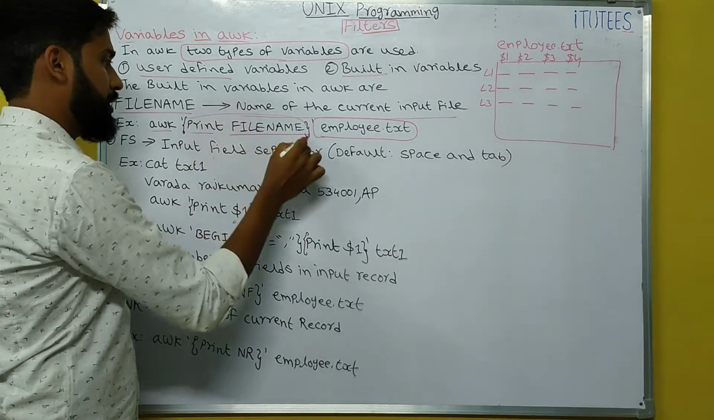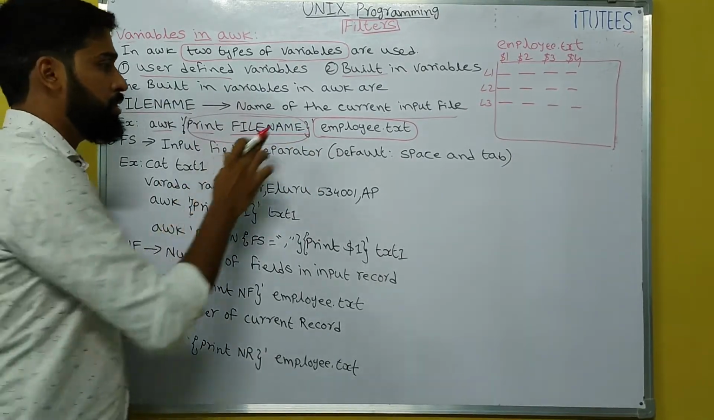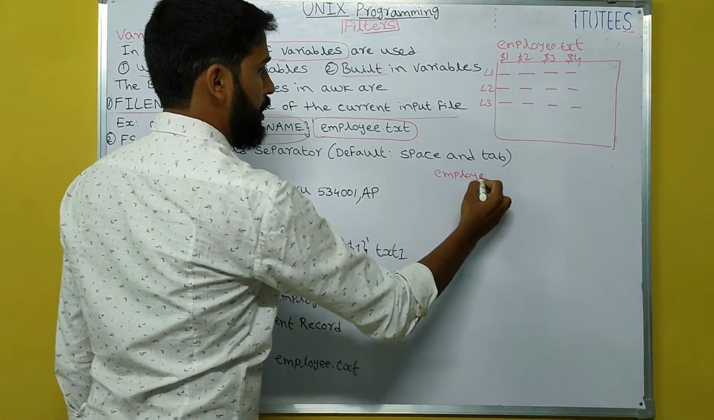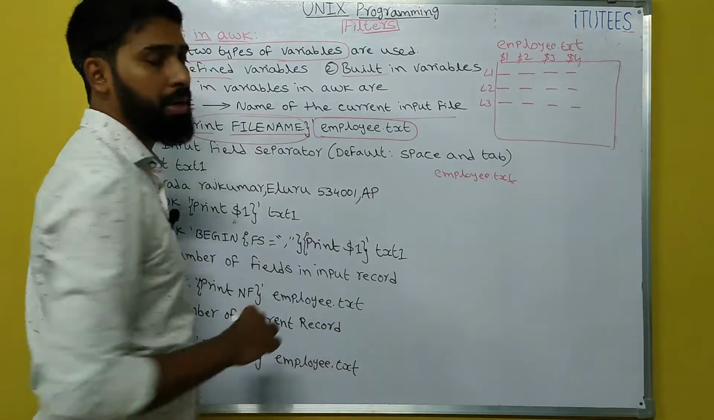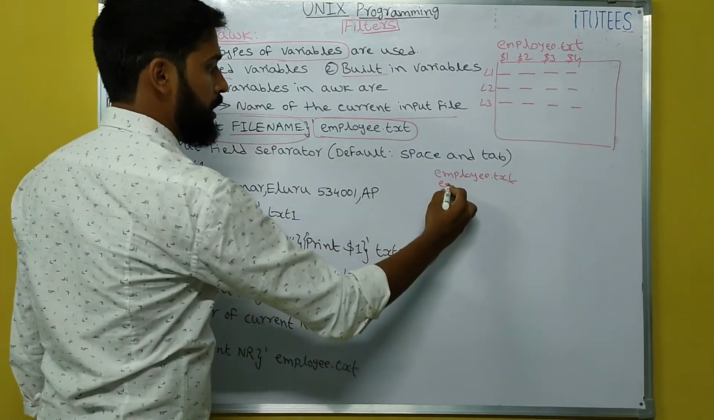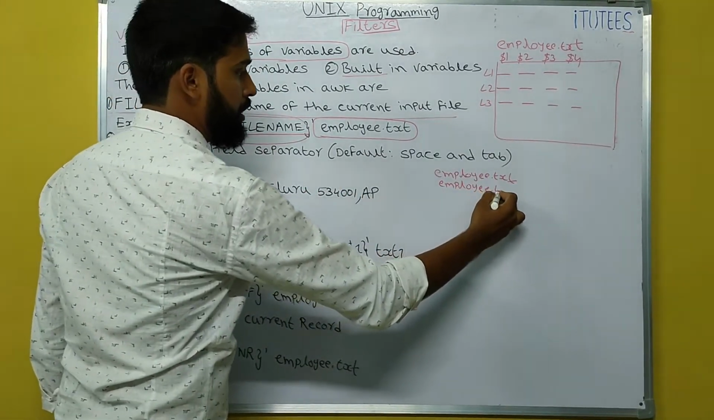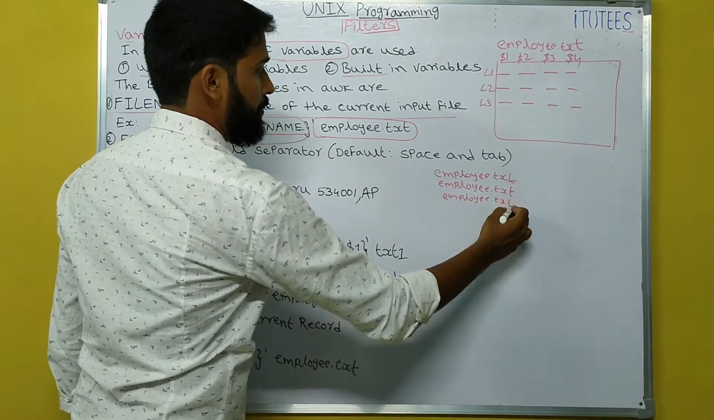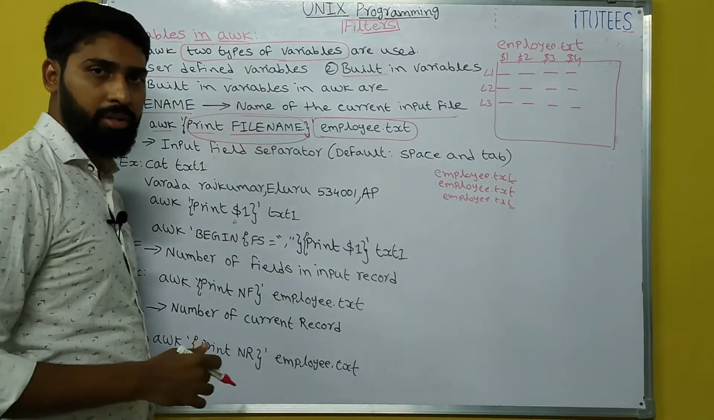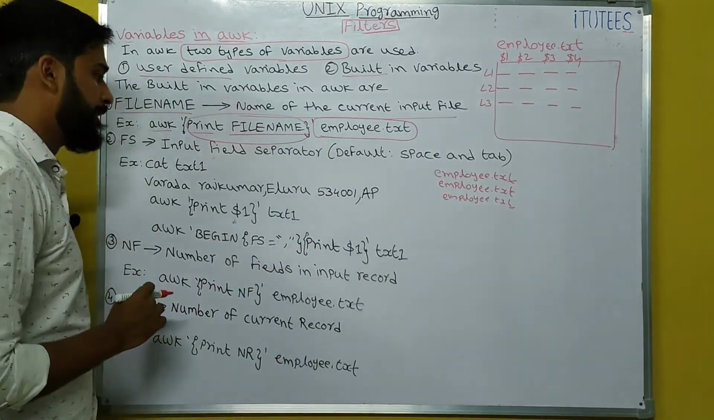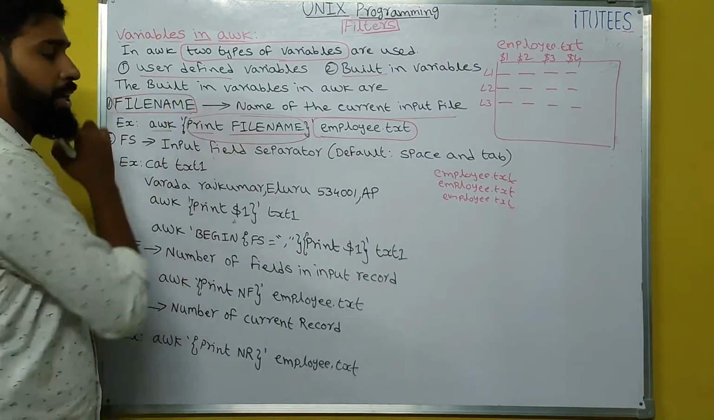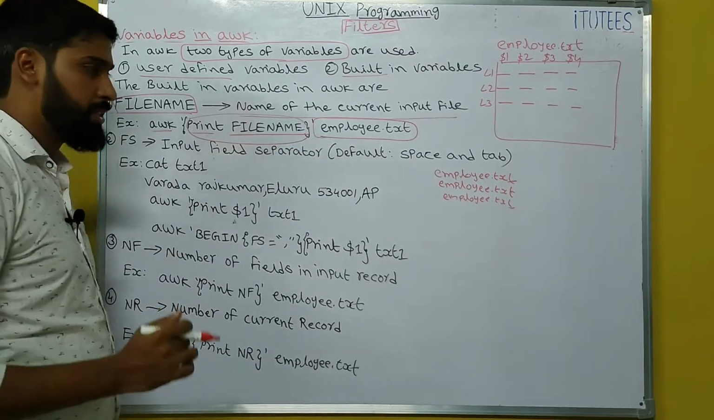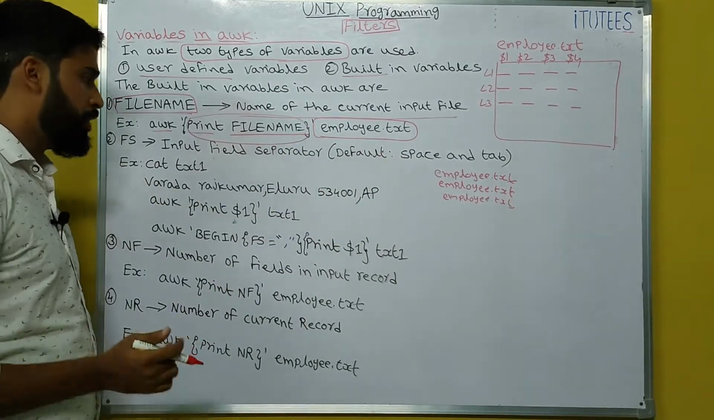Okay. So now, print FILENAME. We write this FILENAME in the body section. So what is the file name? employee.txt. It prints the output employee.txt. So how many lines? 3 lines. So it prints 3 times employee.txt. If there are 5 lines, that means 5 records, it prints 5 times. Okay. So that is the purpose of FILENAME. The FILENAME variable holds the name of the input file. What is the input file here? employee.txt. So it prints employee.txt as an output.